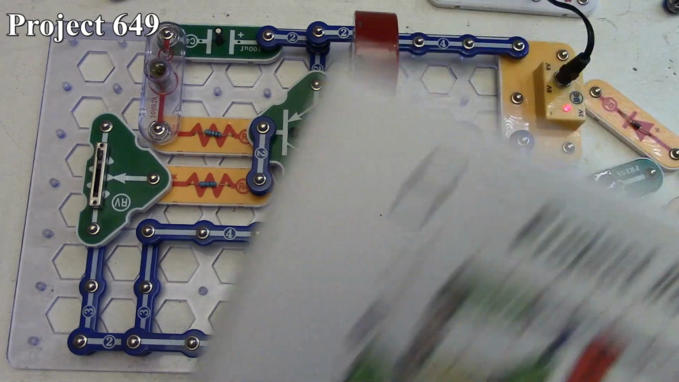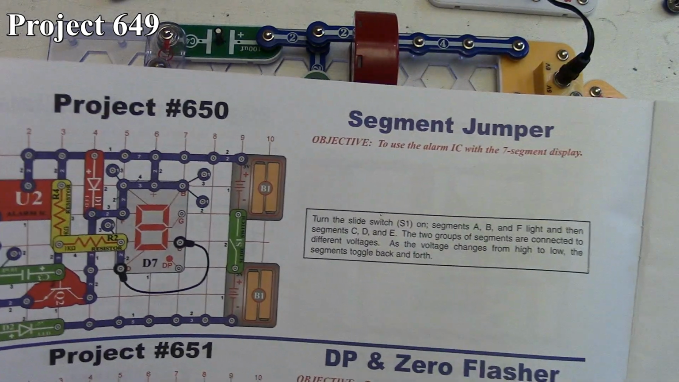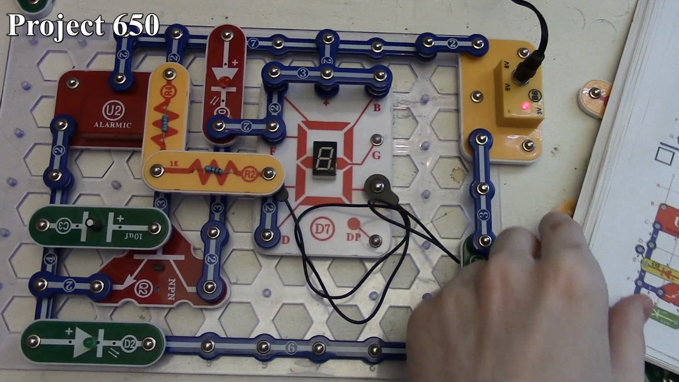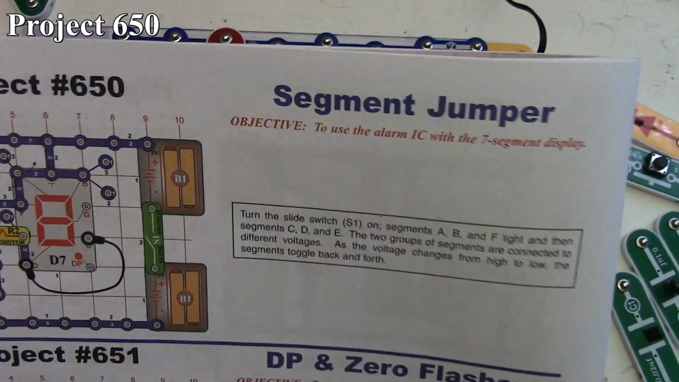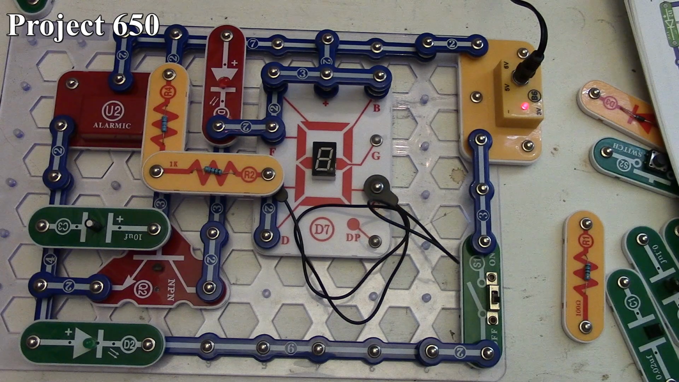So again, that's it for project 649. So now we're going to move on to project 650, which is the segment jumper. So here we are with project 650, the segment jumper. There it is in the book, and here it is on board.